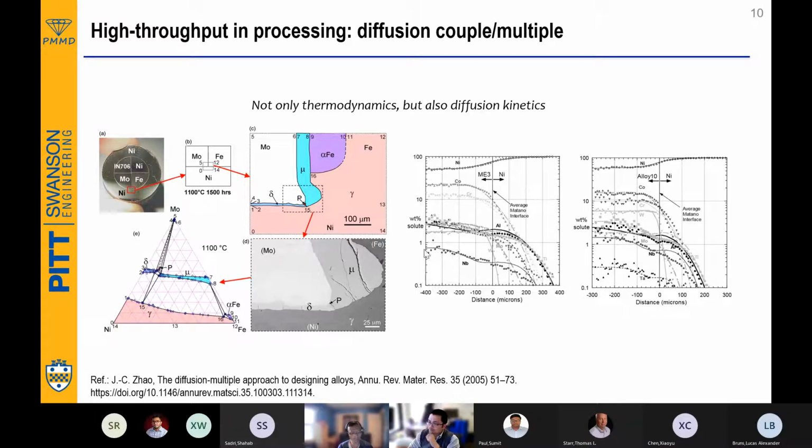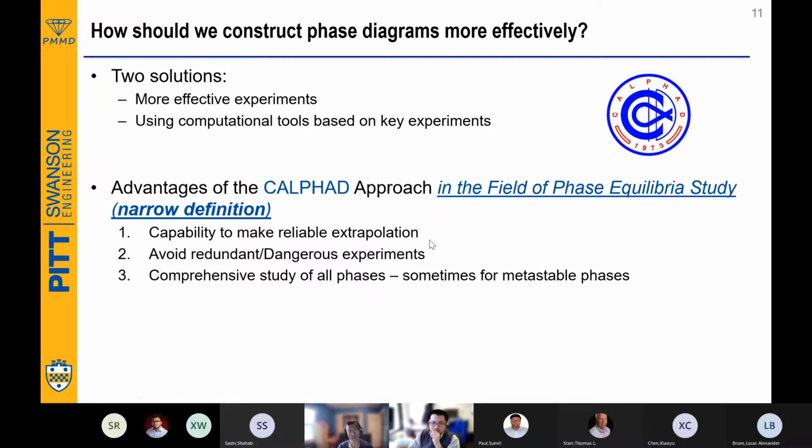So diffusivity. You can actually do different times and see how the composition profile develops, and then use a mathematical way to extract the diffusivity as a database, like a CALPHAD approach. So that's another way of understanding the diffusion kinetics. Anyway, these are all the methods available so far.